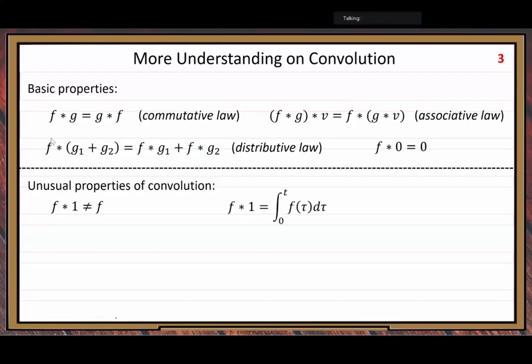So this tells us the convolution is different from the product operation, property-wise. How to see it? Based on the convolution, the convolution with 1 is like this one, and the derivative of this function equals f.